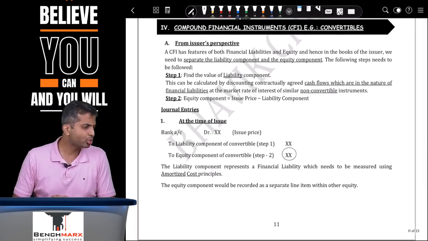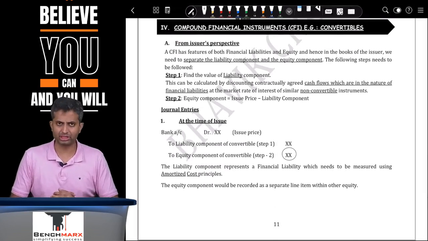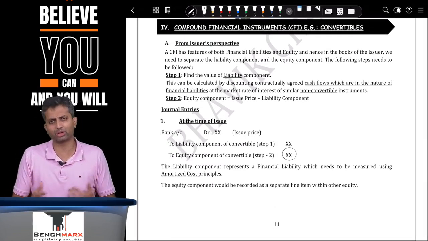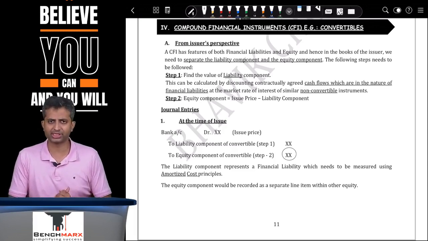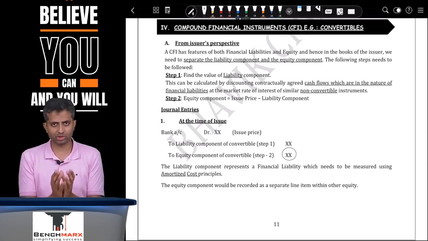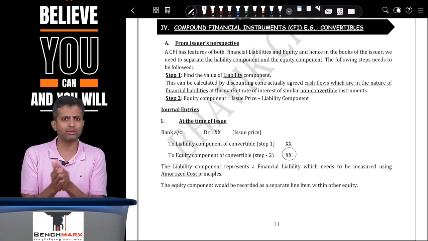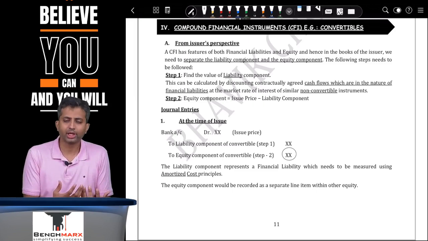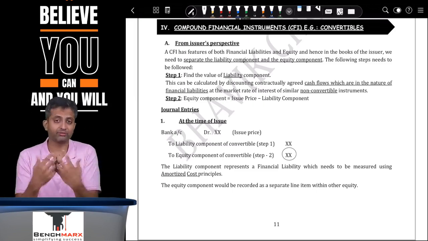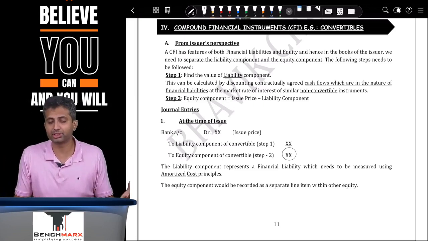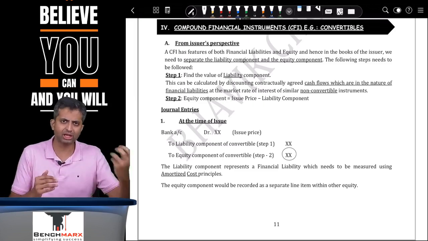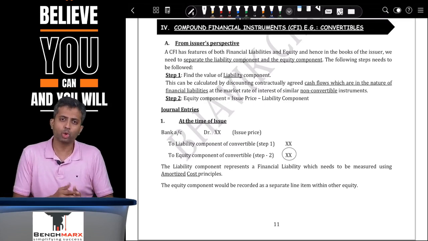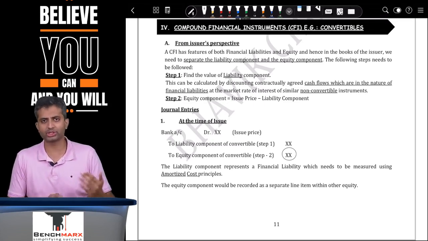Okay, next we move on to compound financial instruments. This is a very important section, almost comes in every exam. So what is a compound financial instrument? It is an instrument which has both liability as well as equity features, in which case should you record it as a liability or equity? Well, the standard says if it has multiple features, then you should split and record it depending on the features that it has. So over here there is split accounting which is required.